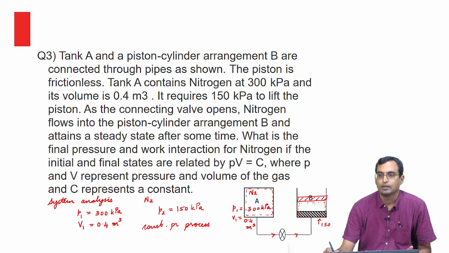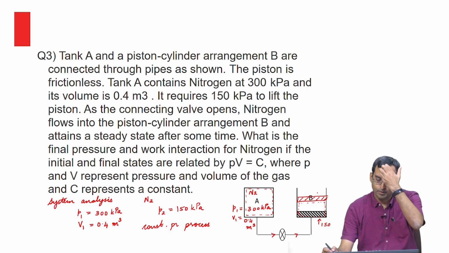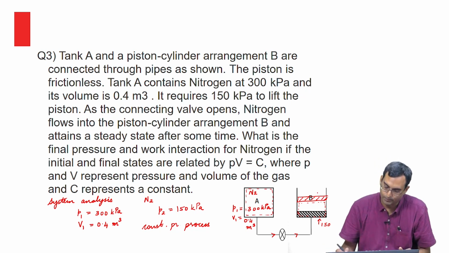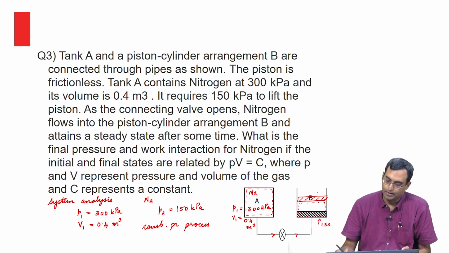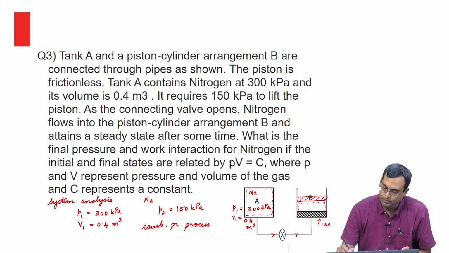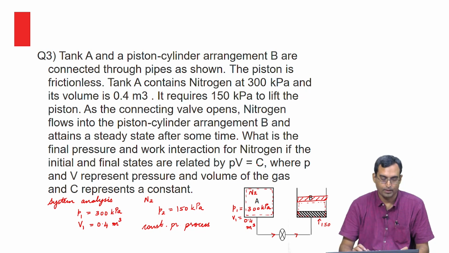In B, such that this piston is moved up. So, the piston is lifted up in a constant pressure process. That is also something we know. We have a relation for the initial and final states given as PV equal to constant. So, we are going to use that.